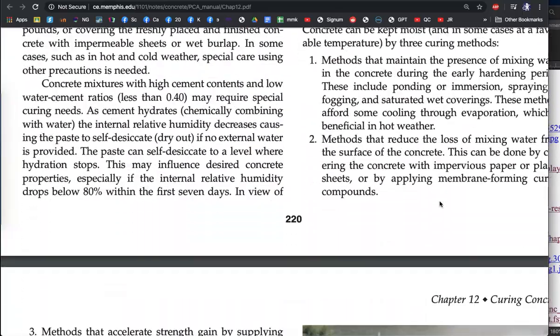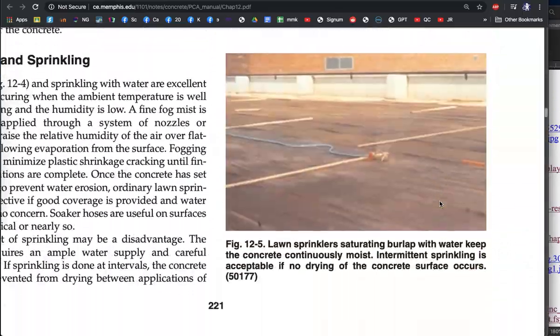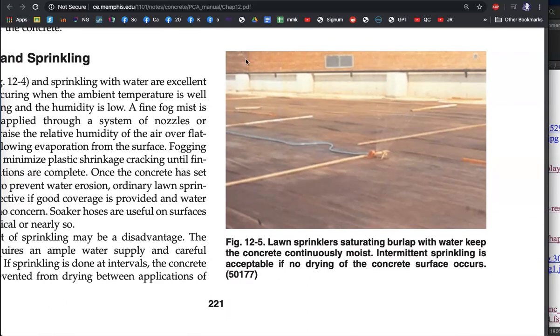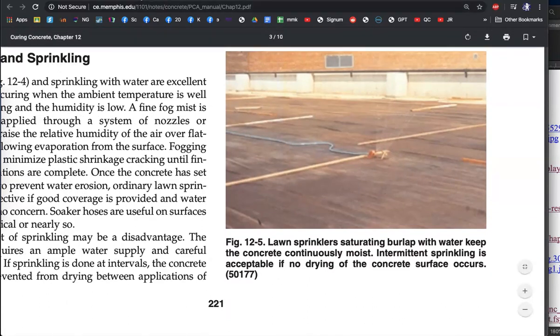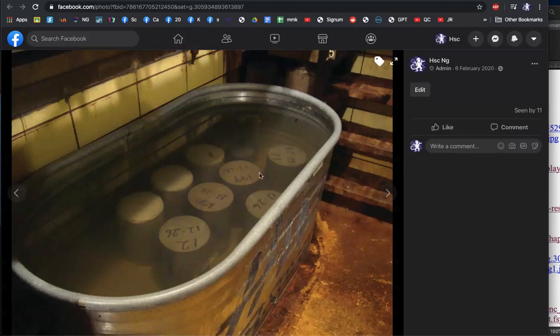I had another picture. Oh yeah, so this is just with Hessian and water on top of it. Okay, so here we go. So what they do is they write the day that the sample was taken, and then they just write a number on the cylinder so that they can say this was test piece 12, this is test piece 150, so they can tell which test piece was which.